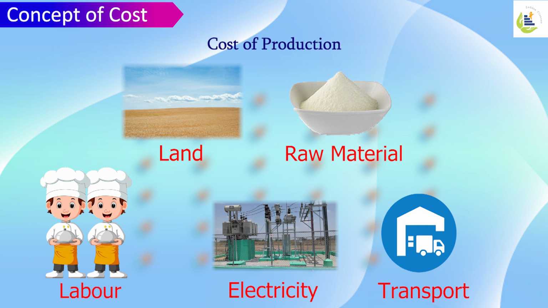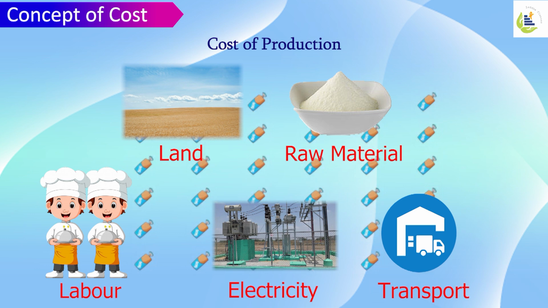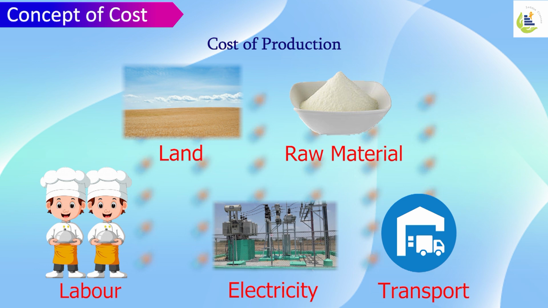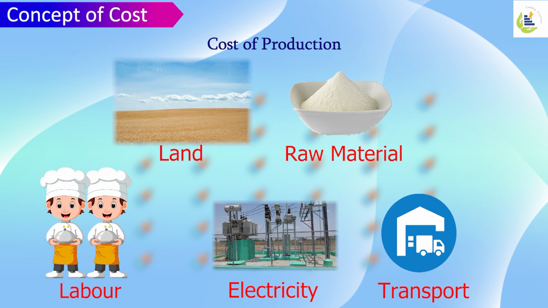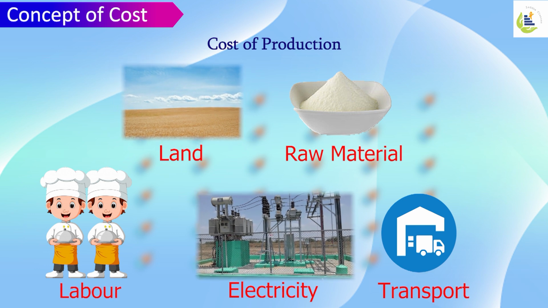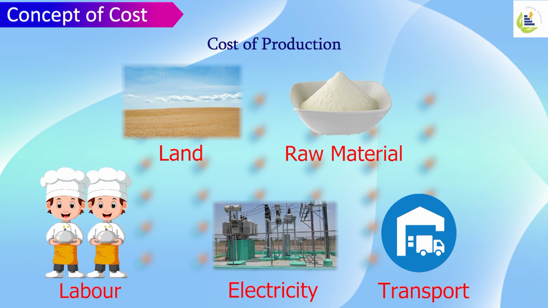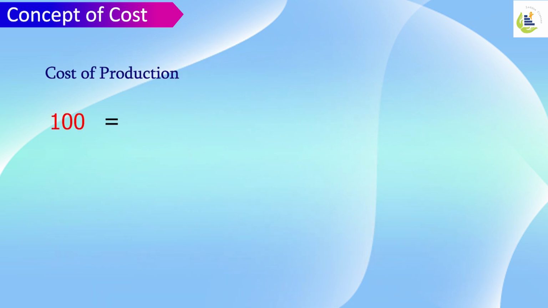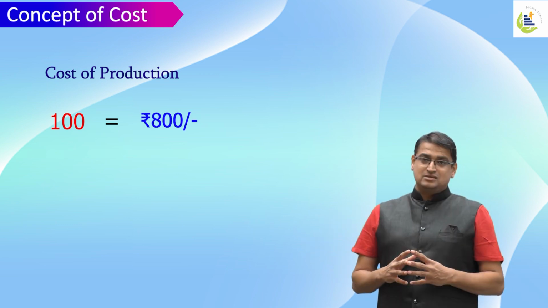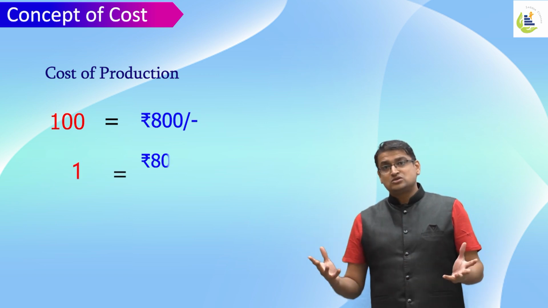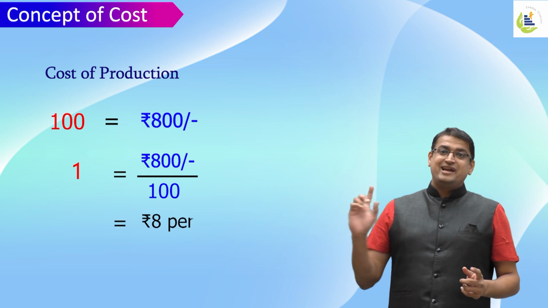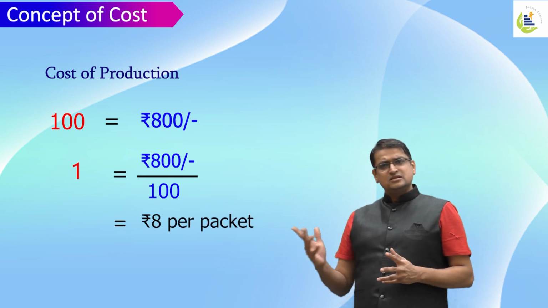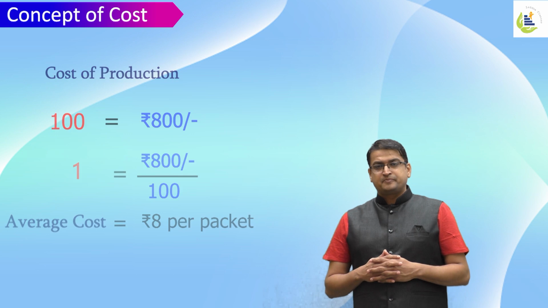So what do I understand? In order to make those 100 packets of bread, when I add the salaries, house rent, the electricity bills, the labor charges, the transportation charges, the fuel charges, the different allowances, and raw material charges, I understand that for 100 packets, I require 800 rupees. So, per packet cost goes what? 800 divided by 100, 8 rupees per packet. This is also known as average cost.